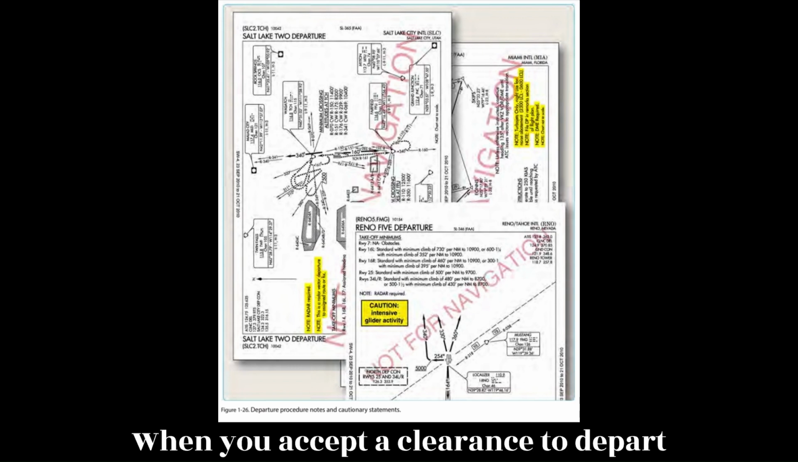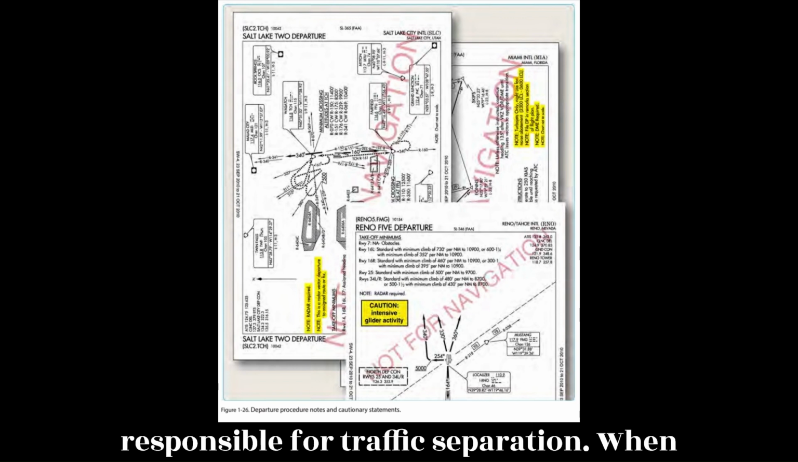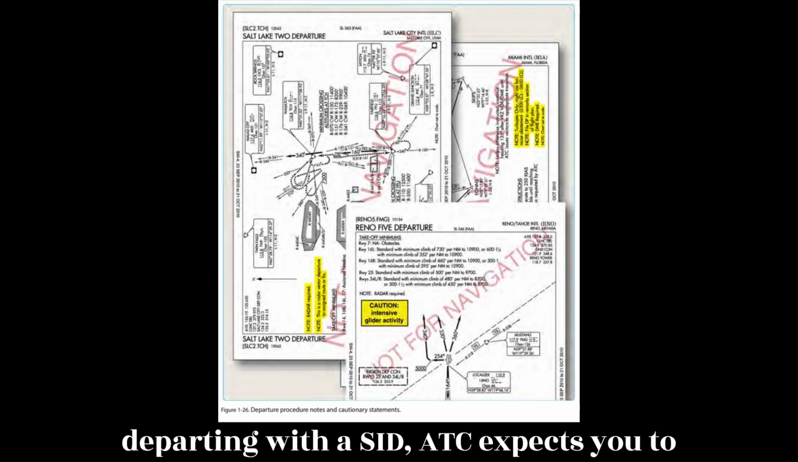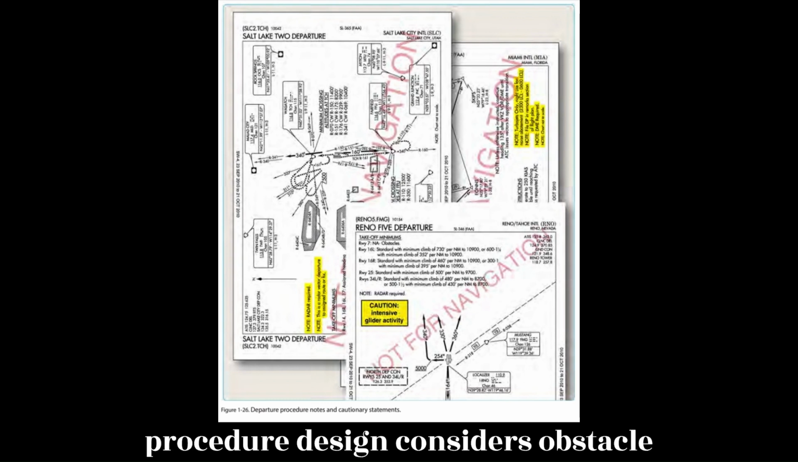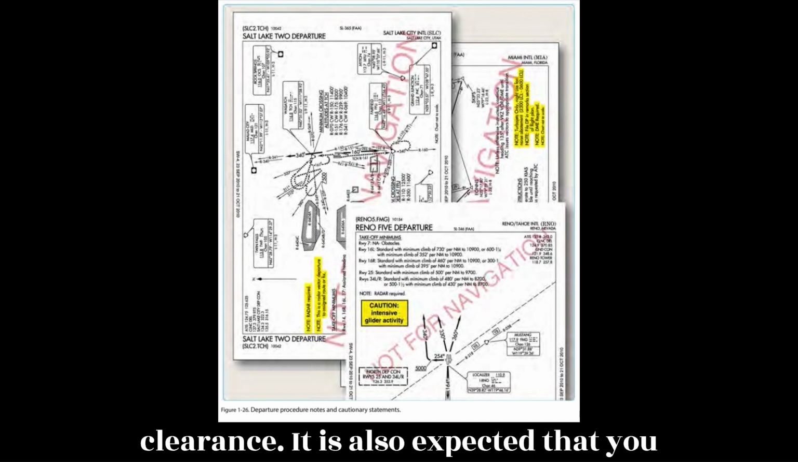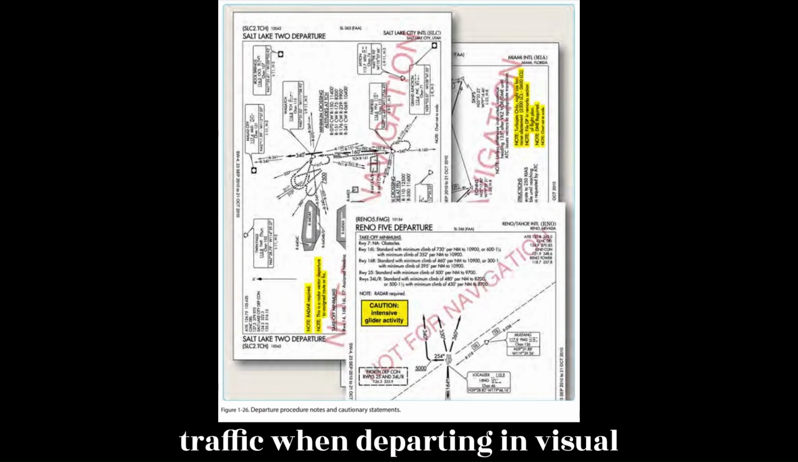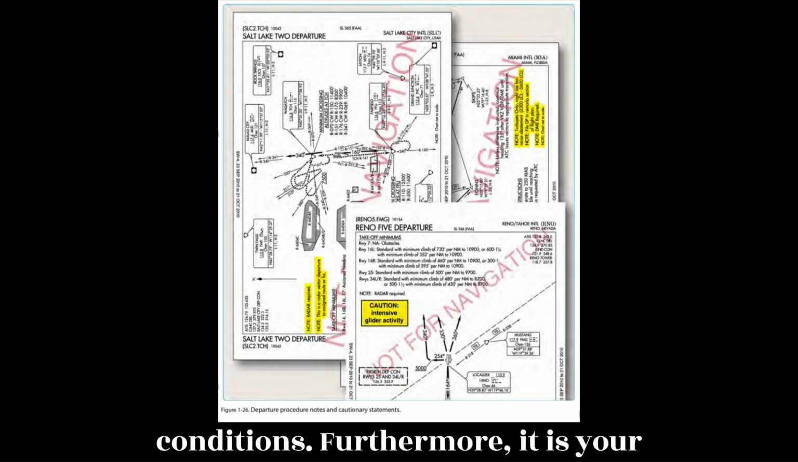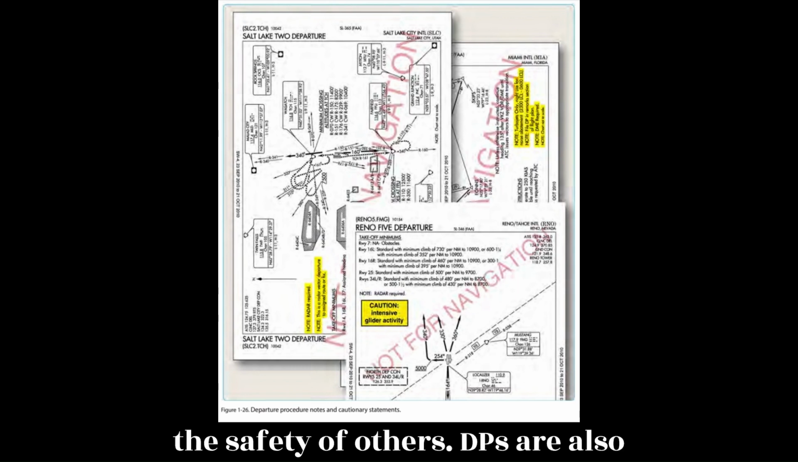When you accept a clearance to depart using a SID or radar vectors, ATC is responsible for traffic separation. When departing with a SID, ATC expects you to fly the procedure as charted because the procedure design considers obstacle clearance. It is also expected that you will remain vigilant in scanning for traffic when departing in visual conditions. Furthermore, it is your responsibility to notify ATC if your clearance would endanger your safety or the safety of others.